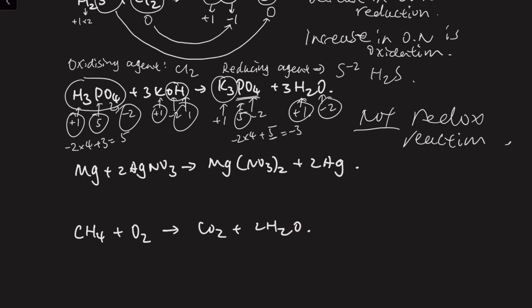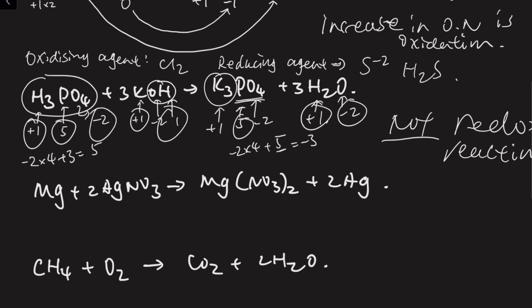That's why oxidation number is very useful. Because if you don't know the rules, then there's no way you can figure out whether this is a redox reaction or not.